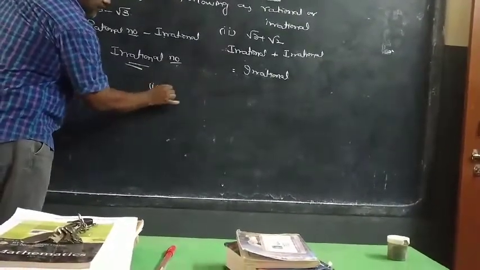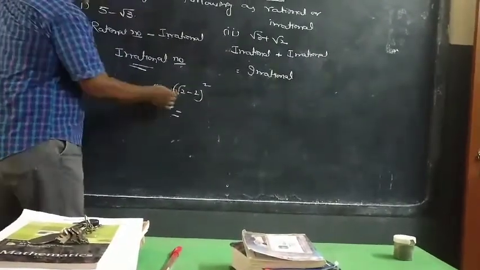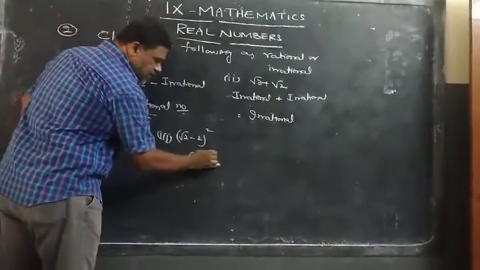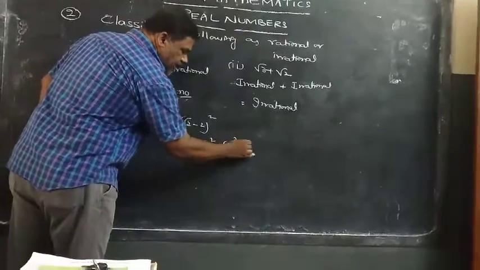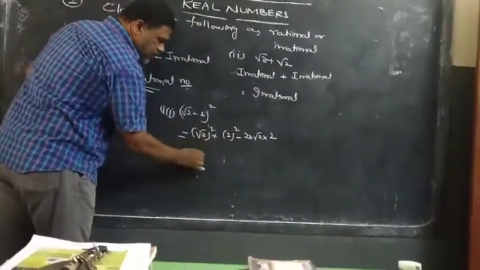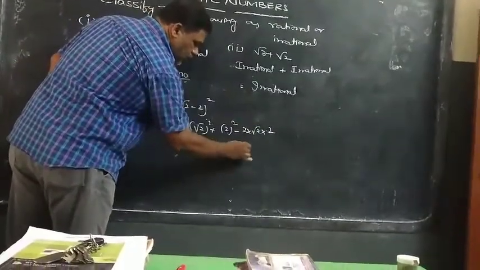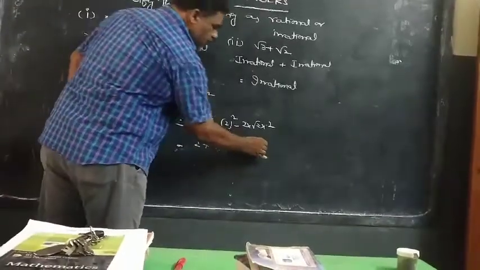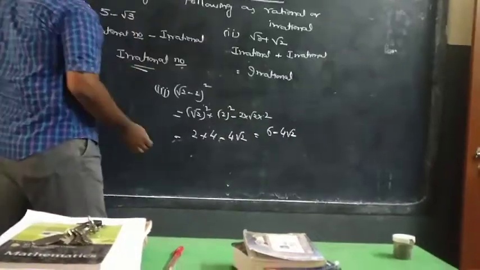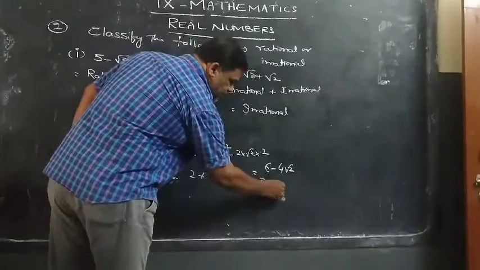Third one, root 2 minus 2 whole square. This is in the form of a minus b whole square. Let us simplify it. a minus b whole square is a square plus b square minus 2ab. Root 2 whole square is 2. 2 square is 4. 2 2s are 4 root 2. 2 plus 4 it is 6 minus 4 root 2. It is like first problem. So rational number minus irrational number, it is an irrational number.